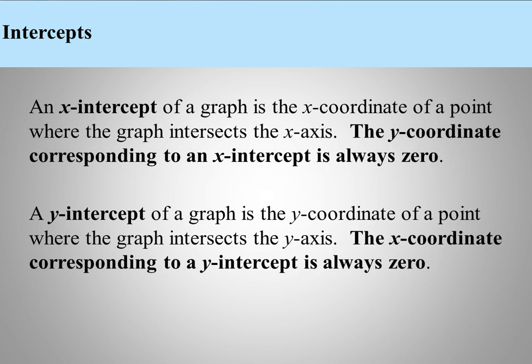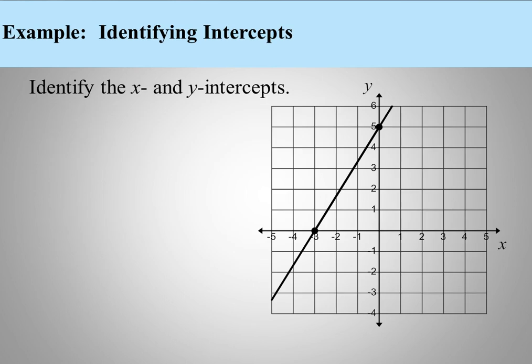Now, x and y intercepts. What are x and y intercepts? The point where the graph touches the x-axis is called the x-intercept. The point where the graph touches the y-axis is called the y-intercept. In this case, the graph is touching the x-axis at this point, and that is my x-intercept. The graph is touching the y-axis at that point, and that is my y-intercept.